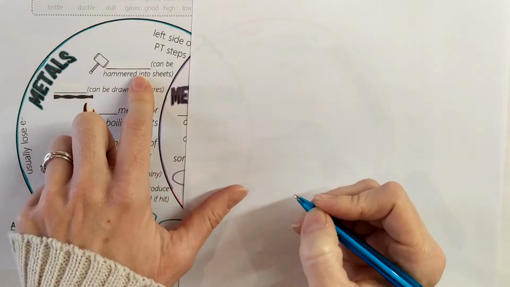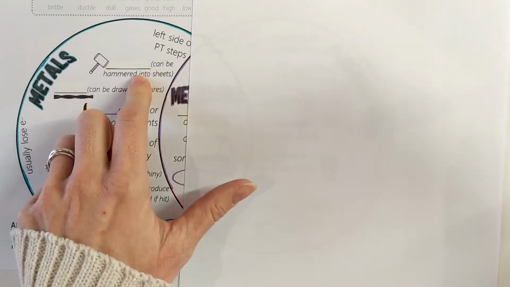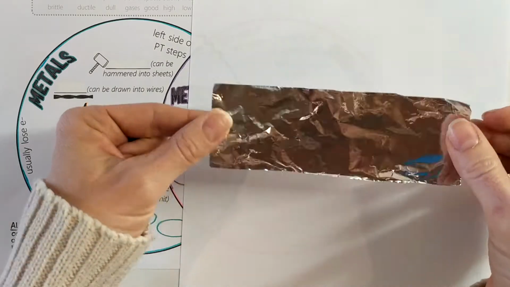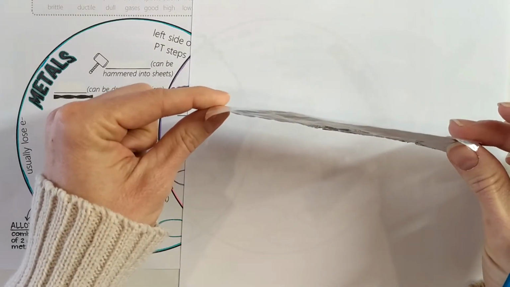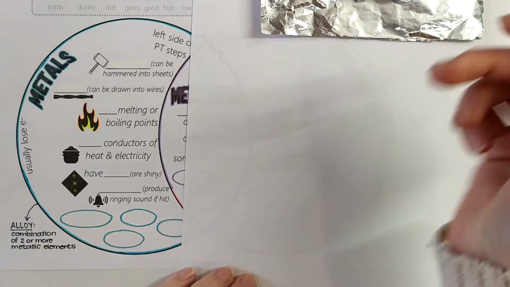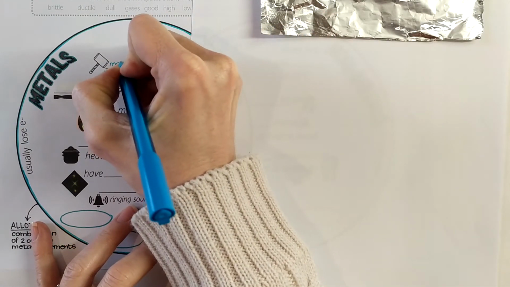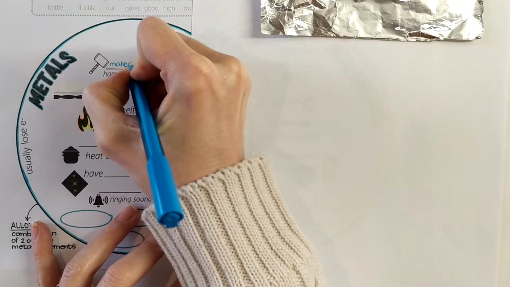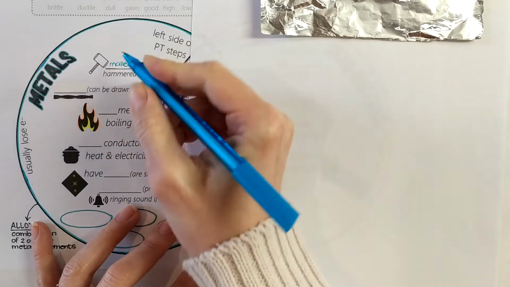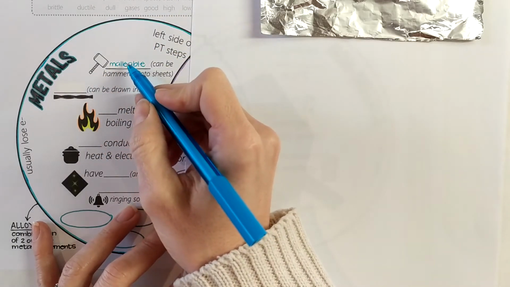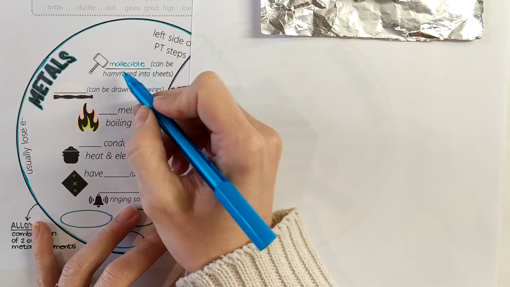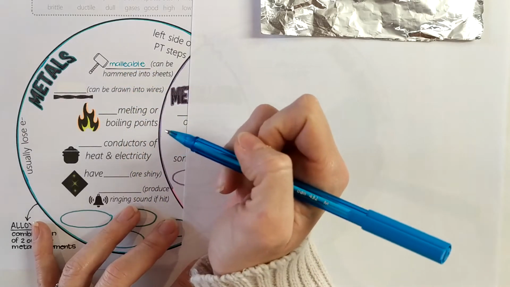So first up is the fact that metals can be hammered into sheets. If you look at a little piece of tin foil, you can see how that's been hammered into an incredibly little sheet. The word that we use to describe that is the fact that it is malleable, and I remember that by thinking of Thor's hammer or mallet. That's my way of remembering that the word malleable means that it can be hammered into sheets.